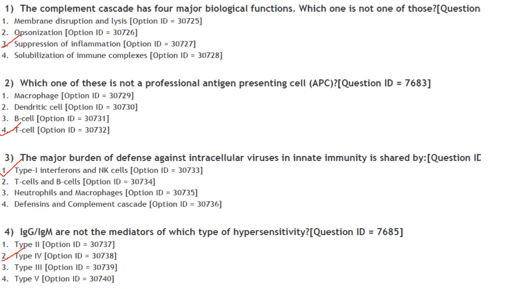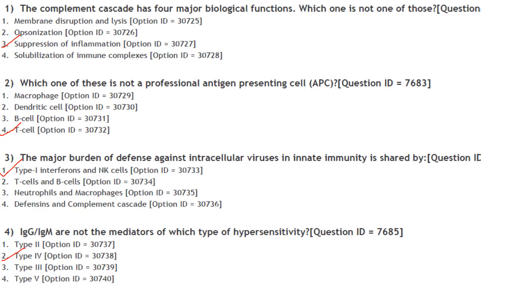Then next one. The major burden of defense against intracellular viruses in innate immunity is shared by. NK cells, that is natural killer cells, destroy virus infected cells by inducing the infected cells to undergo apoptosis. Cells infected with virus also produce interferons, that is type 1 interferon, which activate killing activities of NK cells. So the answer here is type 1 interferon and NK cells. Answer is option 1.